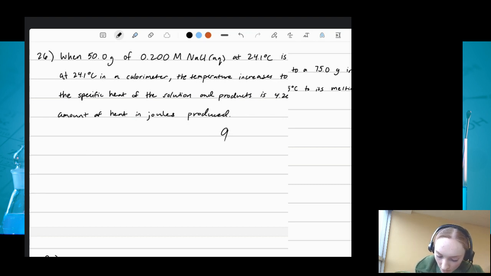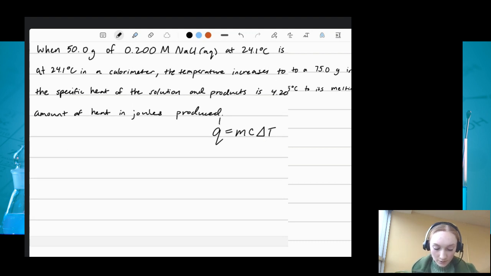So this is going to be Q equals MCAT. And since it is equal to Q, we don't need to divide by any of these terms to solve for anything else. So it is already set up for us.